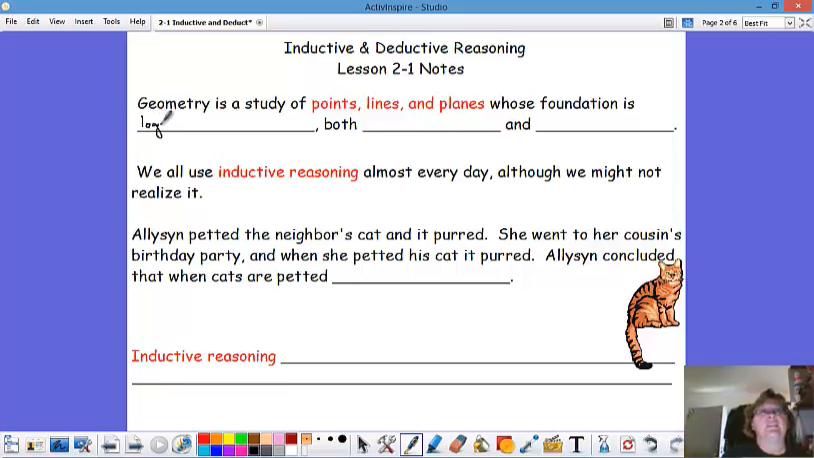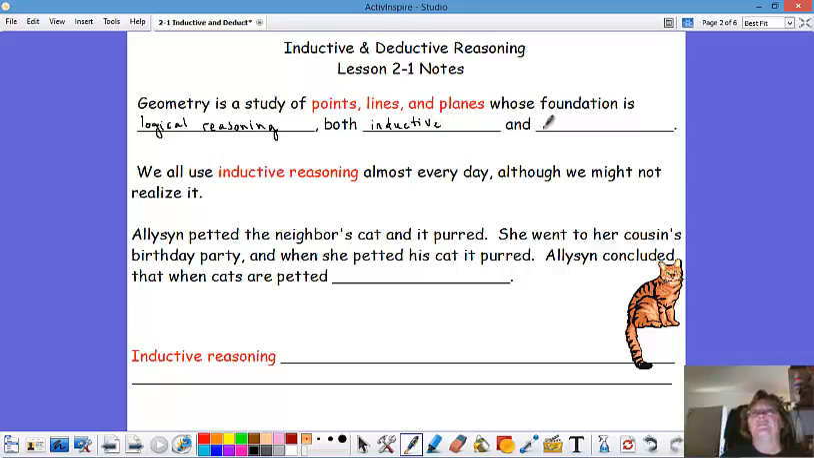And often I think of geometry as the study of why. Why does it have to be this way? What makes it do that? The kinds of logical reasoning that we're going to talk about today are inductive and deductive.